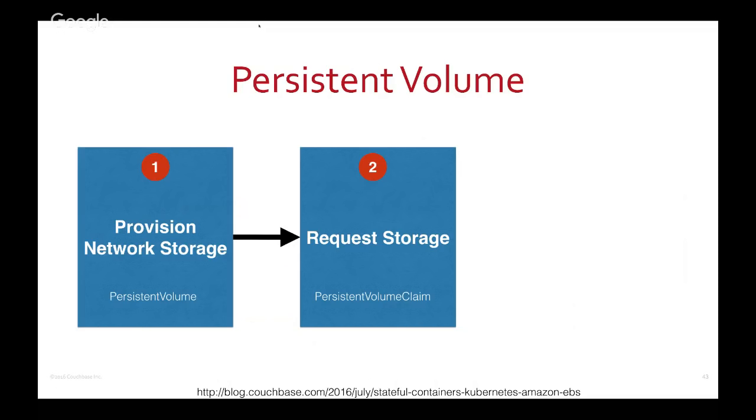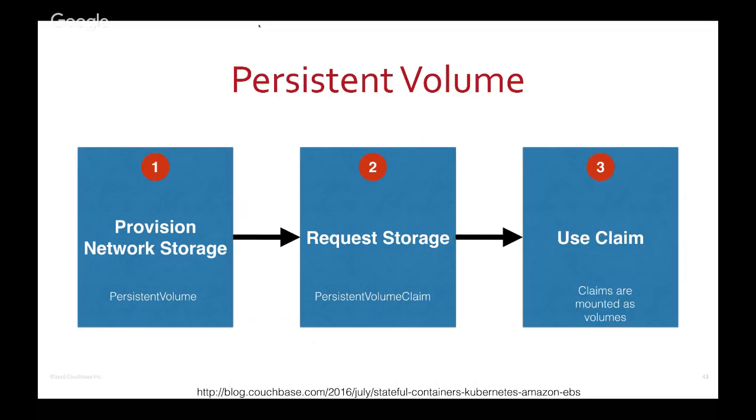Then you say, okay, I want a claim. Out of the 10 gigabytes of memory that you have provisioned over there, I'm going to make a claim of 2 gigabytes, and then I'm going to use that claim as my volume. So it's a 3-step process here, essentially. And again, the details for all of that are explained in my blog at the bottom, which explains how you create an EBS volume, how you create a PVC, and how you use that claim. And there are resource configuration files for each of those.